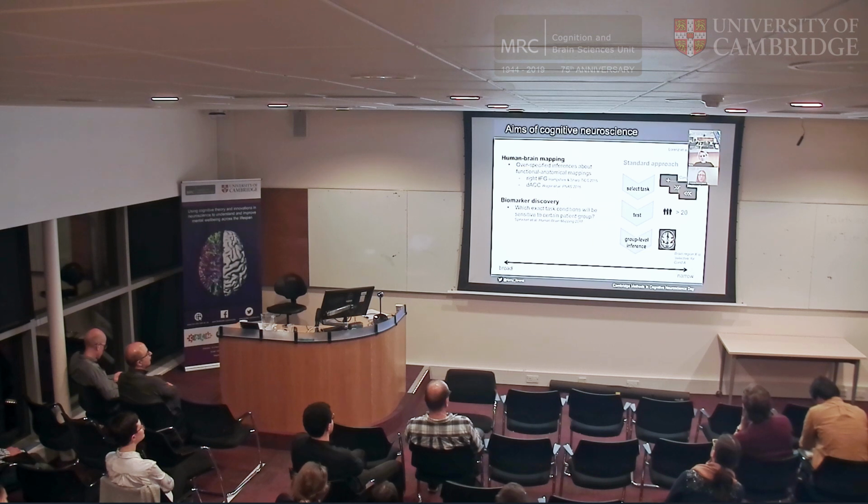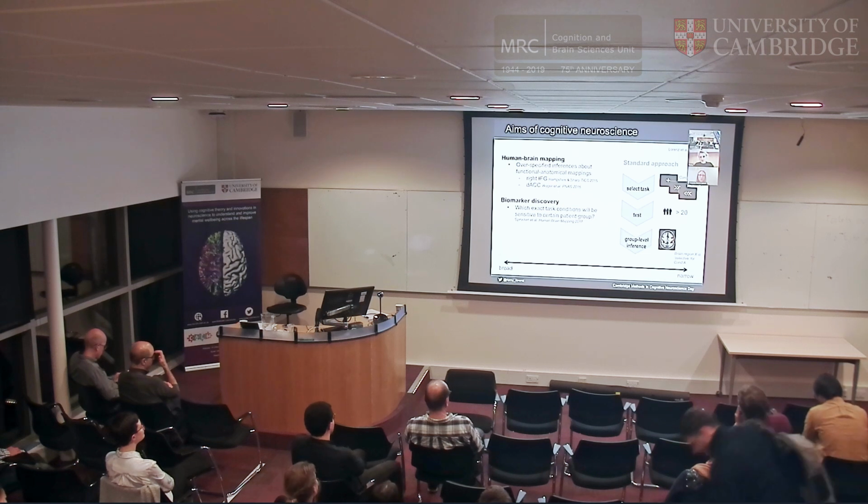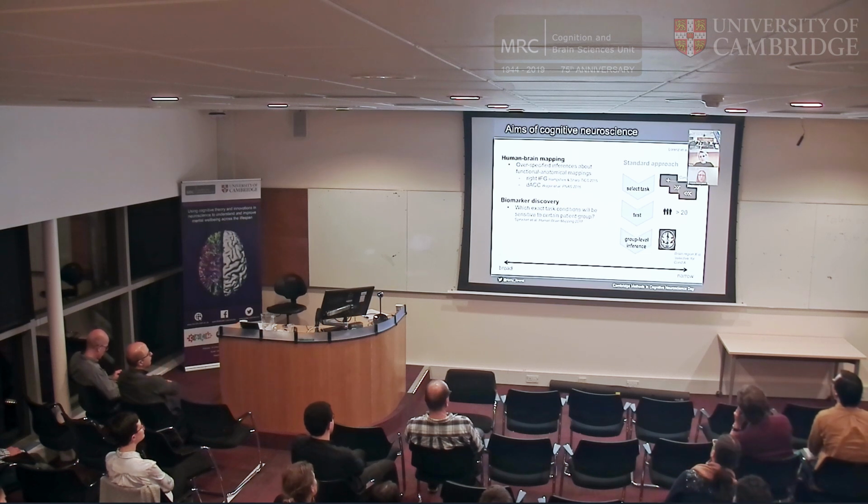Another problem is, for example, biomarker discovery, where we're still lacking very sensitive task conditions with which we could, for example, dissociate a particular patient from a healthy control group. And this could be the case because they might be hard to find, but it could also be the case that we're actually not looking broadly enough across the space of cognition.